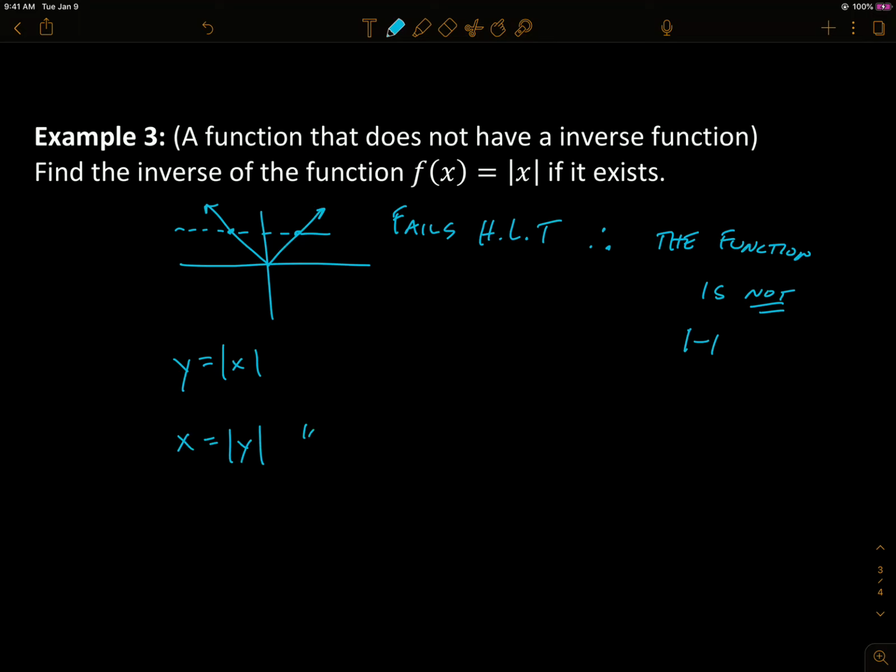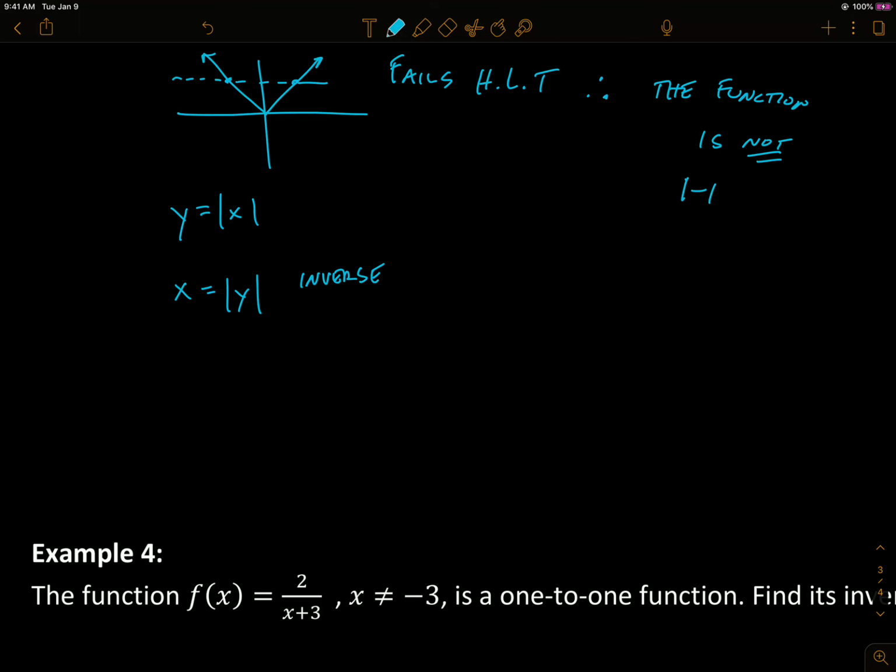I remember this is the inverse, but it's not necessarily a function. As soon as I switch the x and the y, I now have the inverse relation. To be a function, I'd have to be able to solve for y and have only one equation for x. And that's not going to happen because the definition of absolute value means that I have two options.